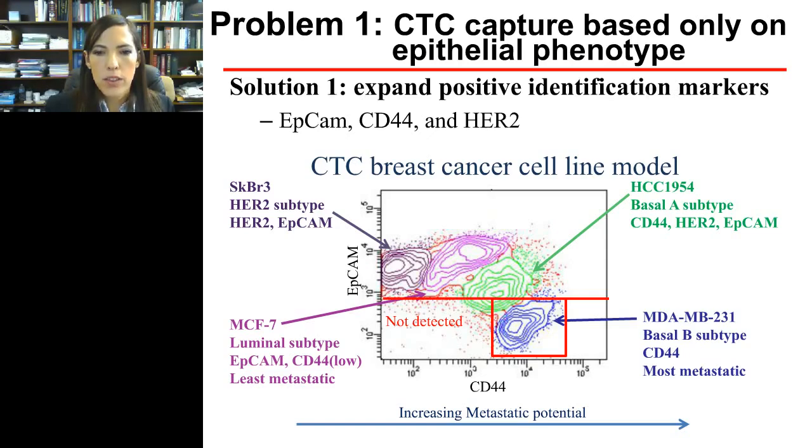And I'd like to point out that because MDAs produce a low level of EpCAM, the majority of them would be missed by the current method that captures cells that express EpCAM. And these would potentially be the most dangerous types of cells to a patient because they're the most highly aggressive subtype that we've chosen.